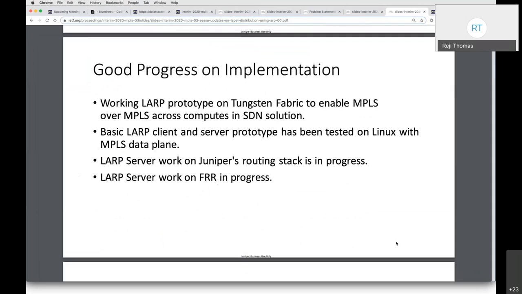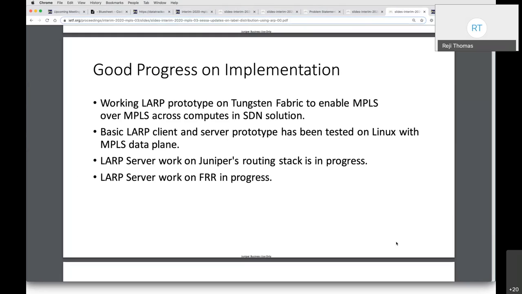From the last working group meeting, there has been significant progress on the implementation front. We have a working LARP prototype on Tungsten Fabric for an SDN solution where we extend the MPLS fabric all the way to MPLS over MPLS fabric in the data center. We also have a working prototype of a LARP client as well as a basic server on Linux. In this case, the LARP trigger is from the packet path, in contrast to the earlier case where the trigger is on the control plane via route download.